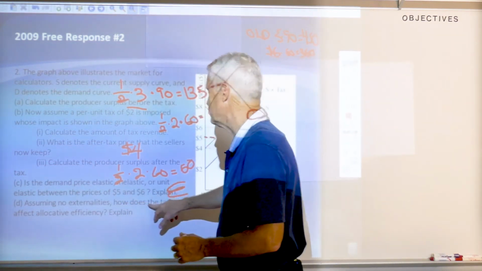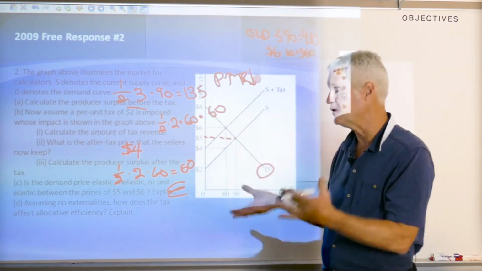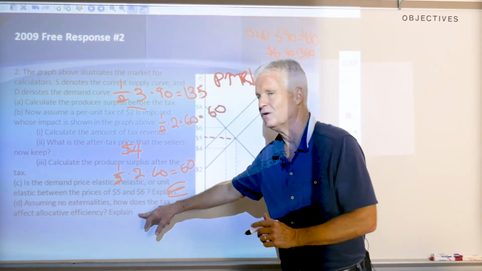Okay? Assuming no externalities, how does the tax affect allocative efficiency? And we'll get to externalities later on, but let's just answer it based on what we know today.